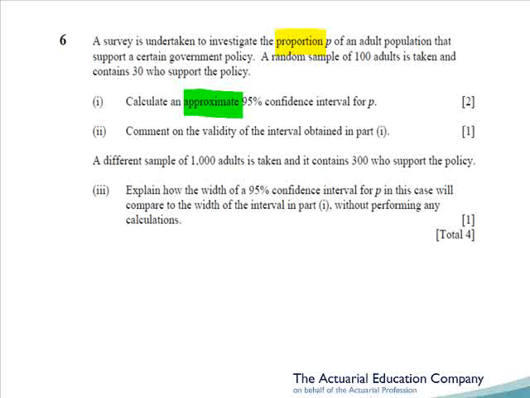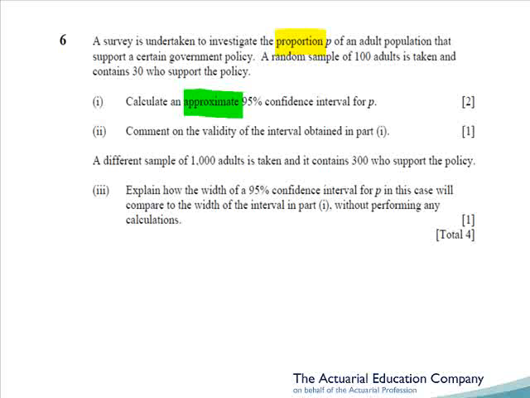In part 2 we have to comment on the validity of this, or we're going to comment whether the normal approximation is valid, so whether the n is large, or if you remember from chapter 8 where we were doing normal approximations of a binomial, we required np and nq to be large.